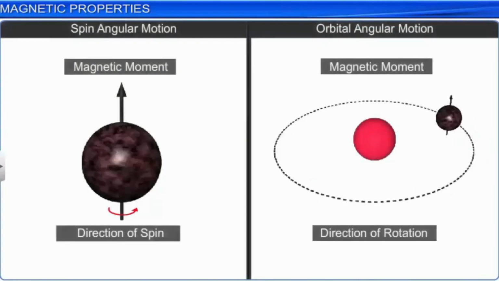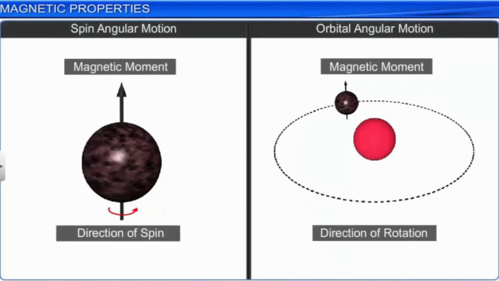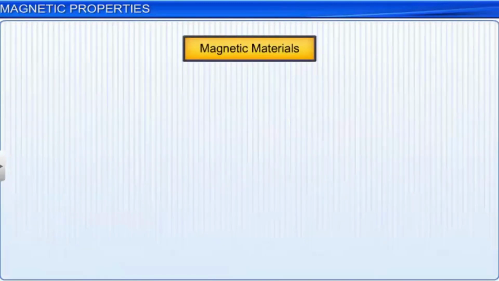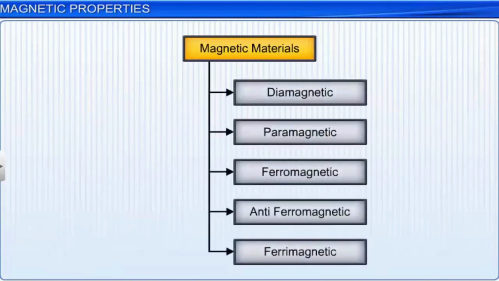The values of magnetic moment are very small and are measured in units called Bohr magneton. 1 Bohr magneton is equal to 9.27 × 10^-24 ampere meter squared. Based on magnetic properties of materials, they are classified into 5 categories, namely diamagnetic, paramagnetic, ferromagnetic, antiferromagnetic, and ferrimagnetic.